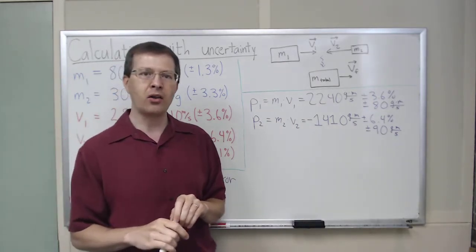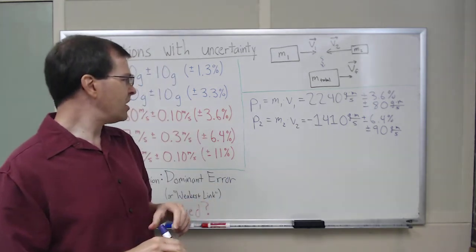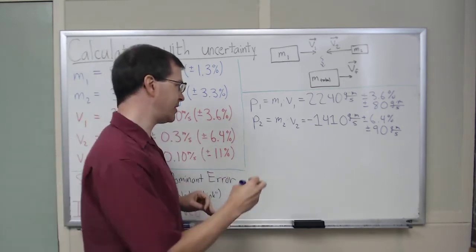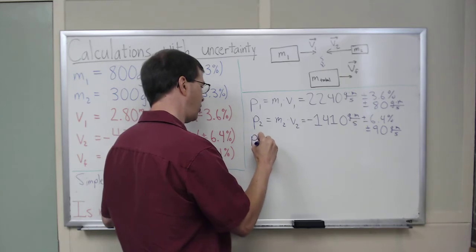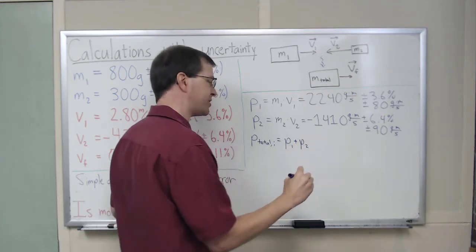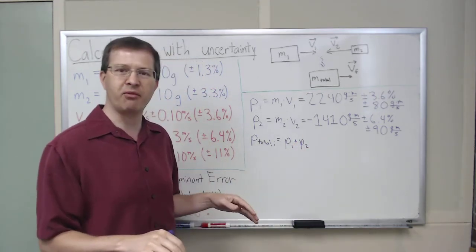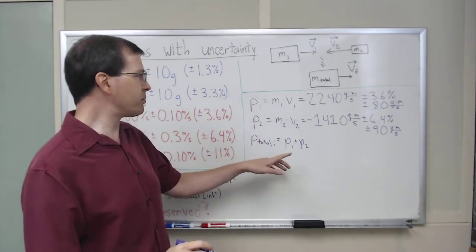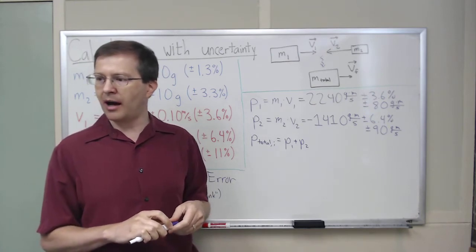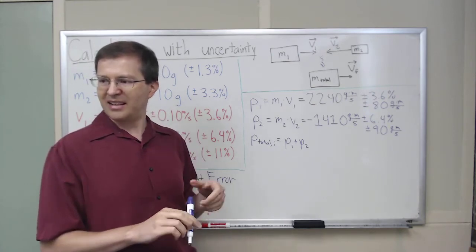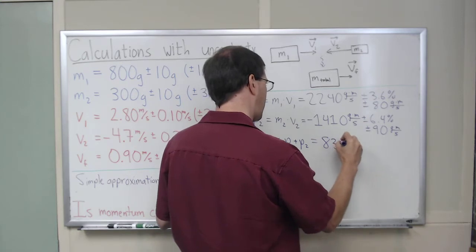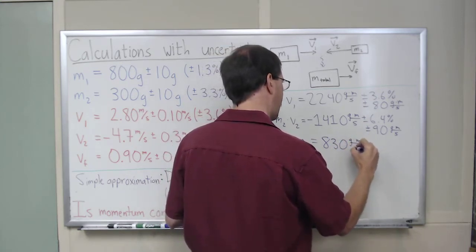And I may as well, since I got these first two, P1 and P2, ask what is the total momentum initially. So P total initial is just P1 plus P2. Wow, it's making me feel creepy not writing vector signs on top of all of this. Again, just for this example, P1 plus P2. When I add those up, I will find that I get 830 gram meters per second.